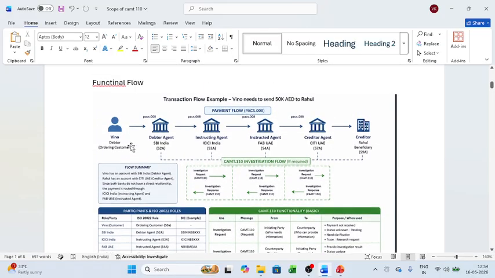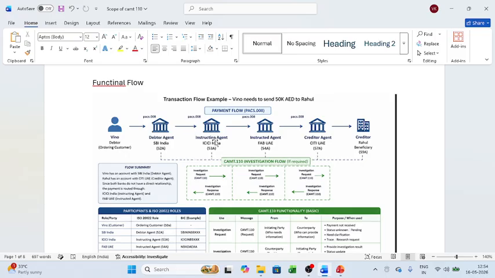In this scenario, the debtor agent is SB India, the instructing agent is ICICI Bank, the instructed agent is FAB, and the creditor bank is Citibank UAE. See here, the instructing agent sends the money to the instructed agent. It should flow through pacs.008. After that, the instructed agent sends the payment status report to the instructing agent, pacs.002. This amount is credited in my Nostro account. I got this amount. Those kinds of confirmations they send through the pacs.002 message.